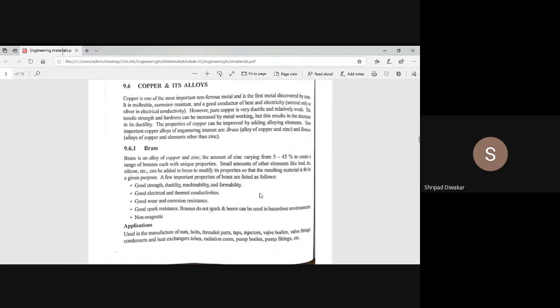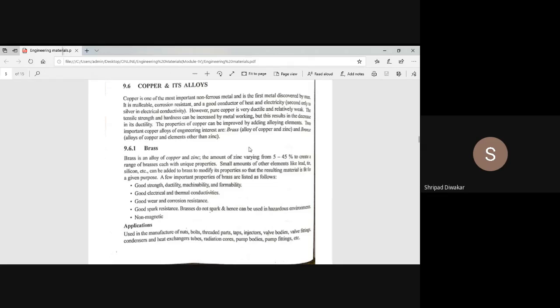What are the other properties? The properties of copper include that it is easily malleable, corrosion resistant, and a very good conductor of heat and electricity. That's why copper is used everywhere as a conducting material. On the other hand, copper is weak in structure compared to iron because it is easily malleable. The tensile strength is also less and the hardness is also less compared to iron materials like gray cast iron or steel.